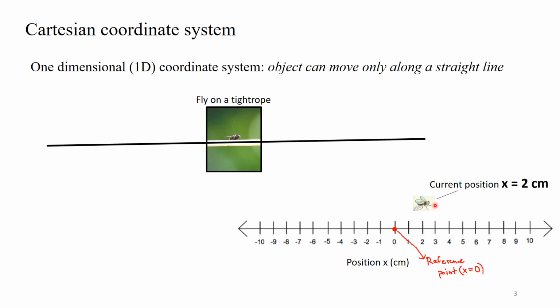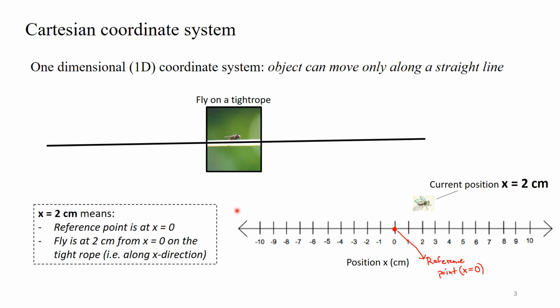Okay, so that's the current position of the fly, x equals 2 centimeters. Now, what does x equals 2 centimeters mean? It means that there's a reference point at x equals 0, and if you go 2 centimeters in the positive direction, you'll end up where the fly is located.